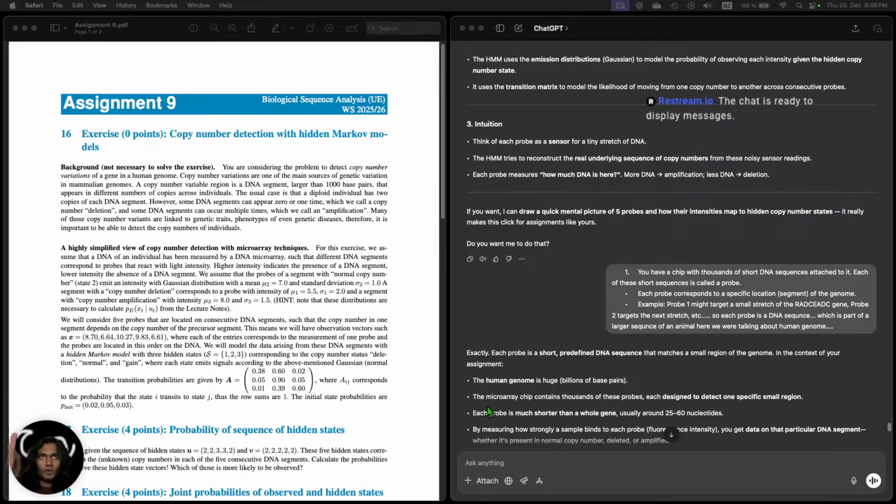The microarray chips contain thousands of these probes, each designed to detect one specific small region.